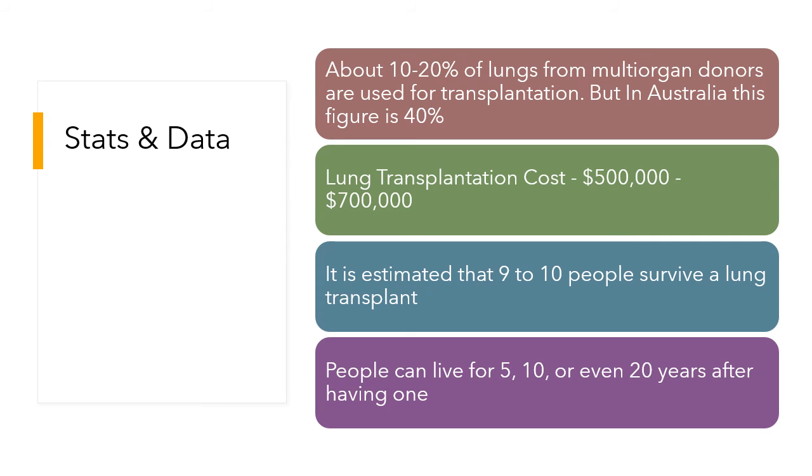Around the world, only about 10 to 20% of lungs from multi-organ donors are used for transplantation, but in Australia this figure is 40% and continuing to rise. It is not stated anywhere what the actual cost of a lung transplant in Australia is, probably considering we have Medicare and different sorts of private healthcare. Although this can't be compared to Australia's cost of a lung transplant, the average cost of a lung transplant in America can be from around $500,000 to $700,000, depending on whether the procedure will involve 1 or 2 lungs.